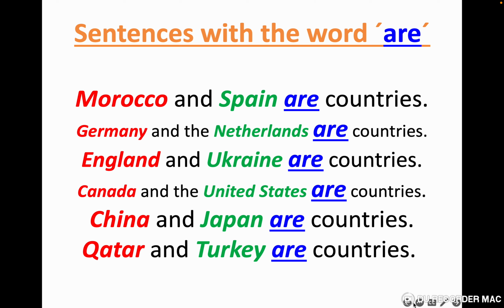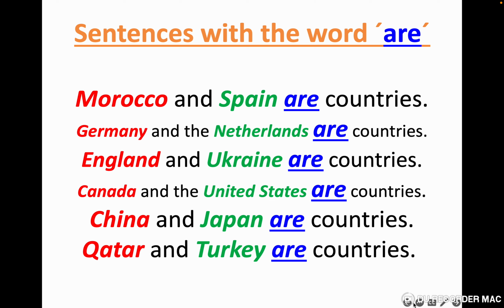Morocco and, so we have the word and, Spain. We have two countries. Morocco and Spain are countries. So we cannot say Morocco and Spain is countries. So are countries. So we need to write the verb to be in the plural form. Germany and the Netherlands are countries. So with the countries that have S, we need to write the. For example, the United States. So when we have a plural name, for example, the Netherlands, we need to put the. So Germany and the Netherlands are countries.